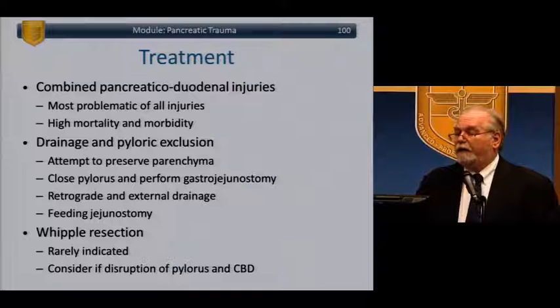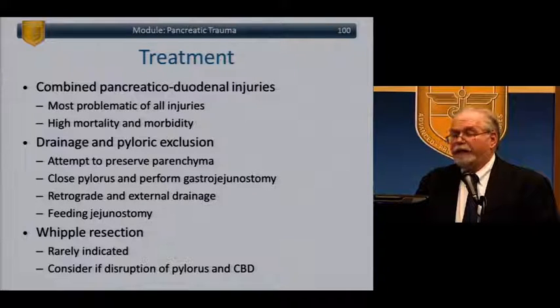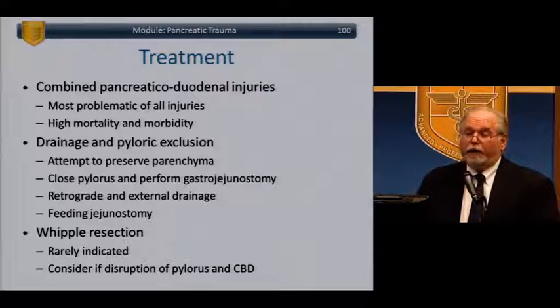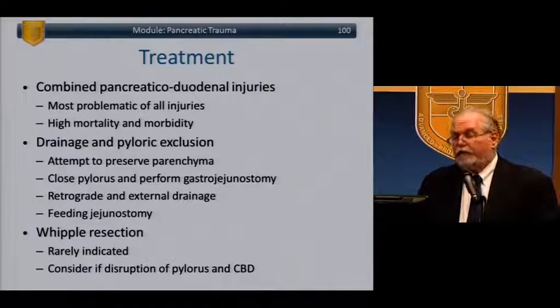Combined pancreatic and duodenal injuries are the most problematic with a high mortality risk. Try to do drainage and pyloric exclusion, attempt to preserve the parenchyma, close the pylorus, perform gastrojejunostomy, retrograde and external drainage, and a feeding jejunostomy. And Whipple is really rarely indicated for pancreatic trauma, only if you have disruption of the pylorus and the common duct.